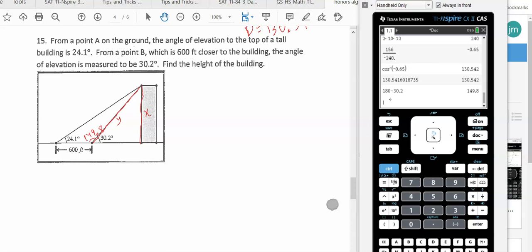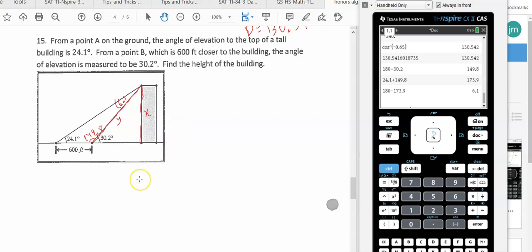Oh, we know the other. If we know two angles, we know the third angle there. So let's do that. 24.1 plus 149.8, 180 minus that. So the head angle up there is 6.1 degrees. Okay, we're getting somewhere. Now we could set up law of sines and figure out y. And once we know y, we could probably set up and figure out x.